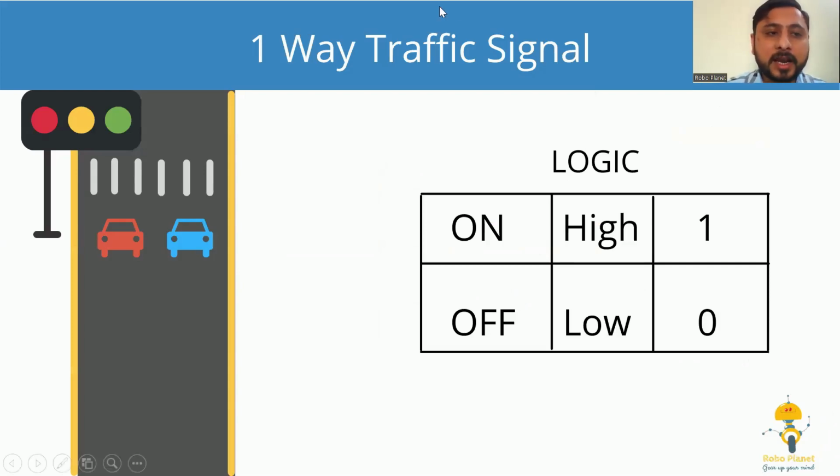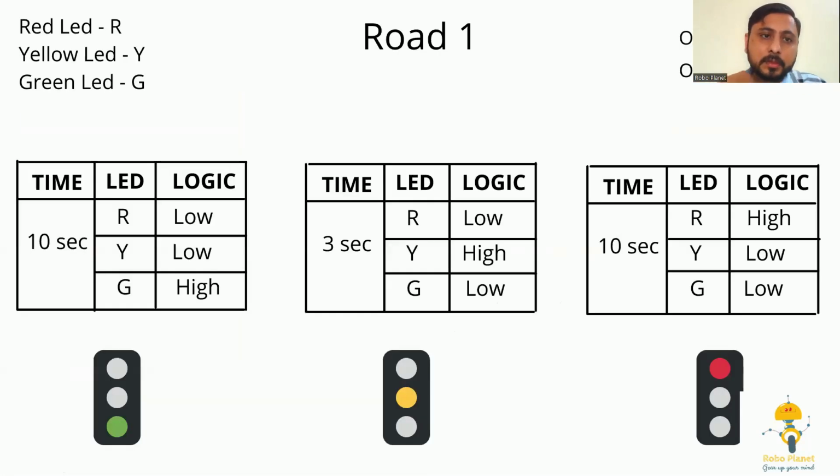Okay, we have 3 lights, red, yellow and green. The logic will be, red remains on. After that, the logic comes: on means high, high means 1, and off means low, low means 0. So our machine, our Arduino Uno, understands digital logic, digital language, 0 and 1, high and low, on and off. So let's suppose we have 3 signals. Okay.